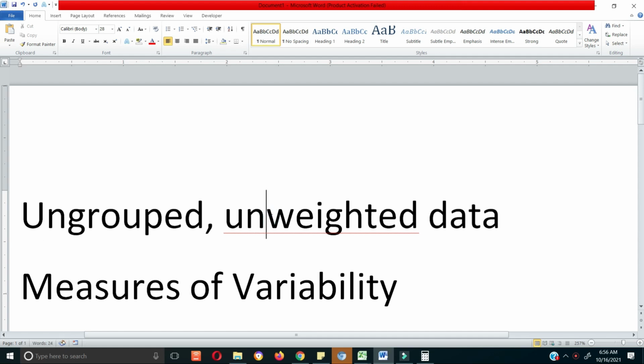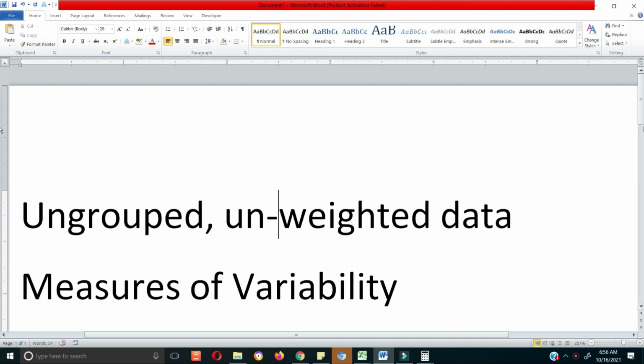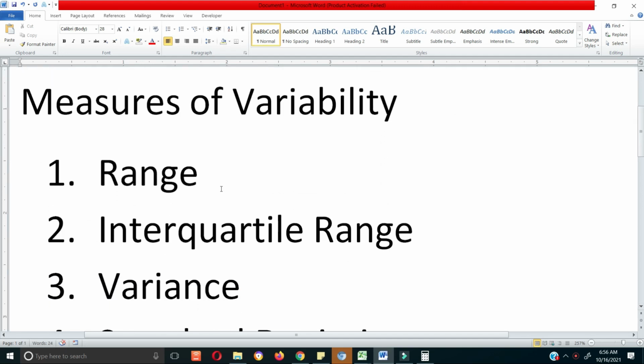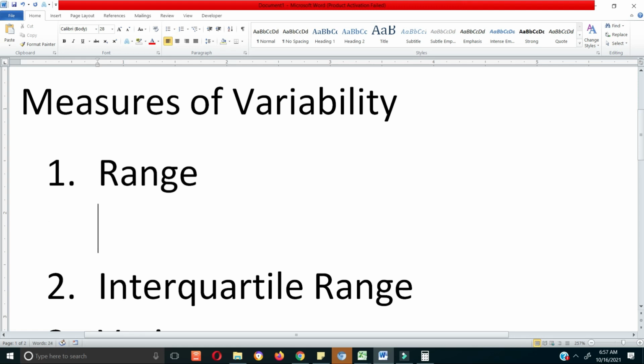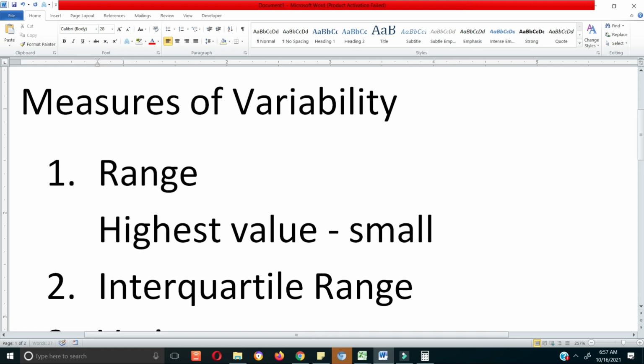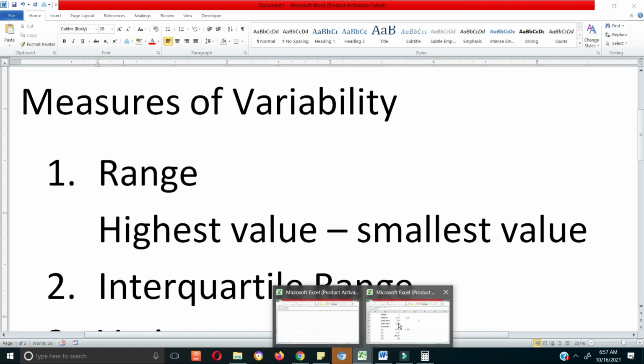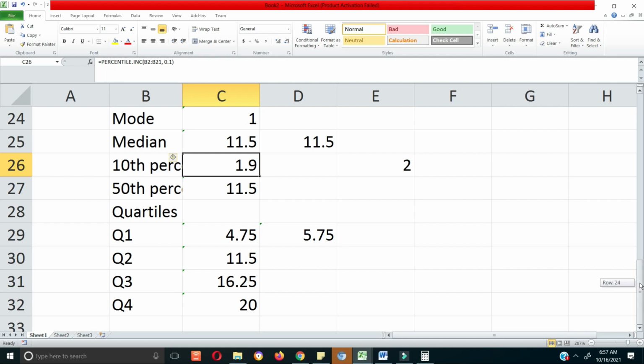So variability basically is going to measure how variable the data is, how much variance you have in the data. The first thing you're going to have is the range. The range is simple. It's simply the highest value minus the smallest value. It's one of the most straightforward measures.